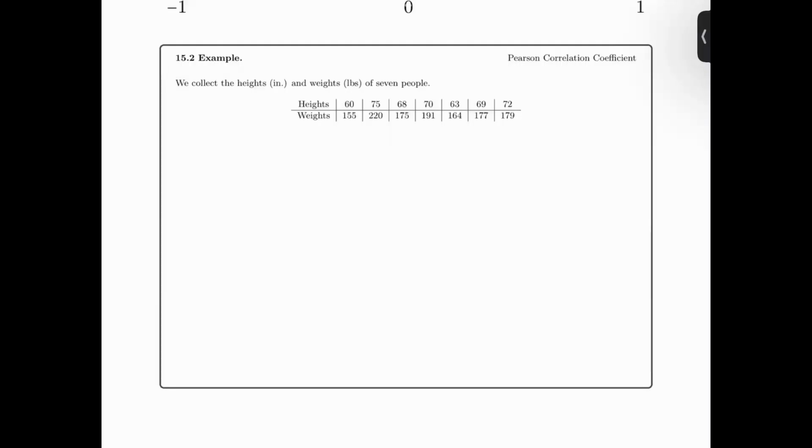Let's work on a correlation problem. So correlation is all about the study of the existence of a linear relationship between two variables. Are they directly proportional, inversely proportional, or do they have nothing to do with each other?